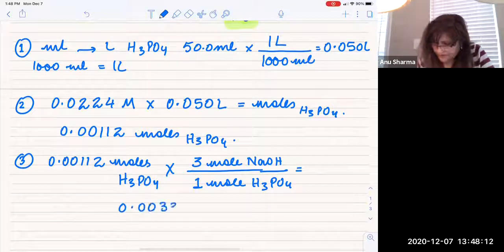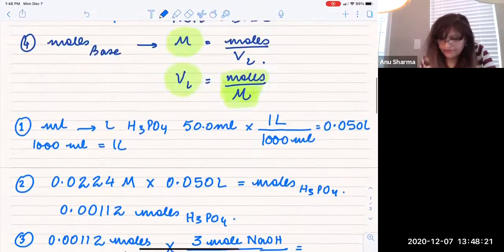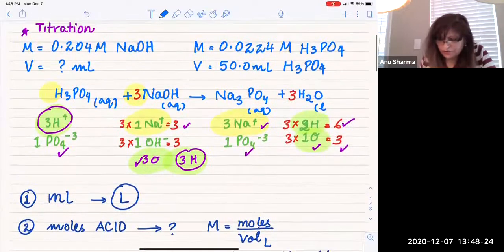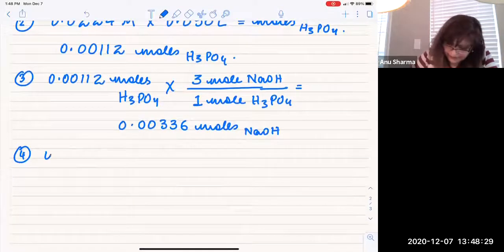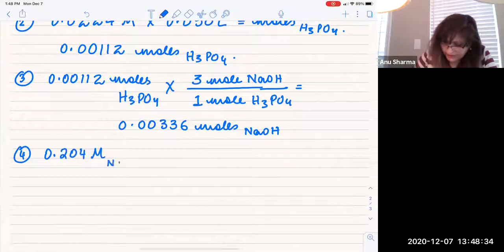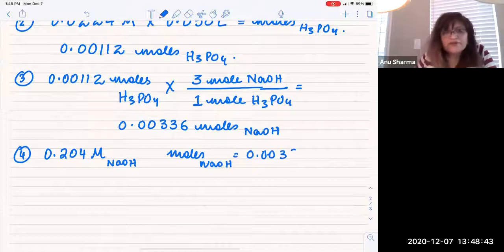0.00336 moles, and these are the moles of NaOH. Okay, so next step is you have the moles of NaOH. You have the molarity of NaOH, which is 0.204 molar. So 0.204 molar is the molarity of NaOH, and the moles of NaOH we found out is 0.00336.